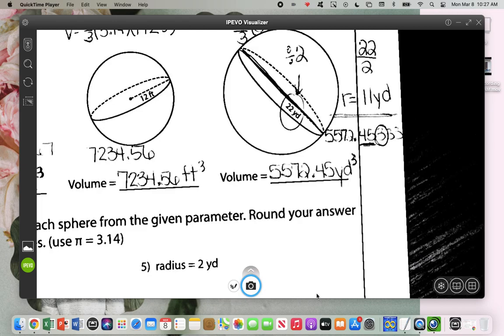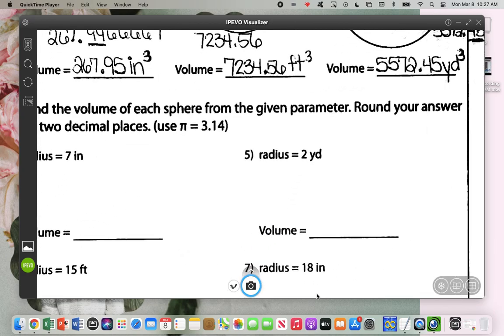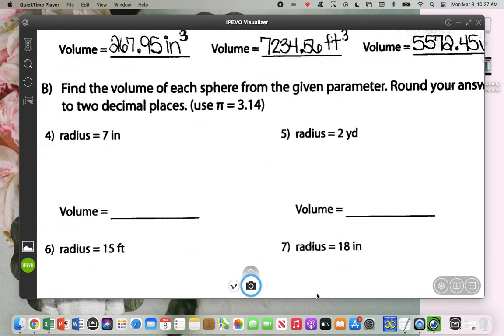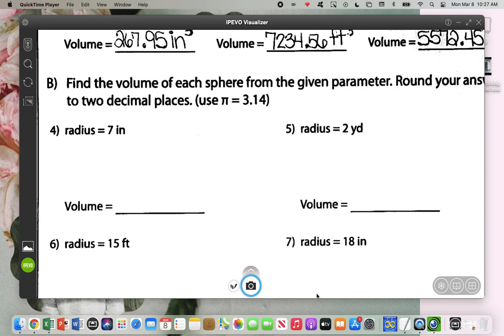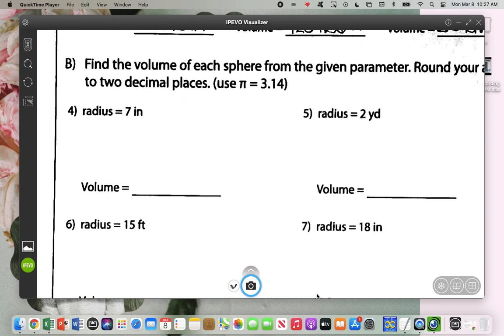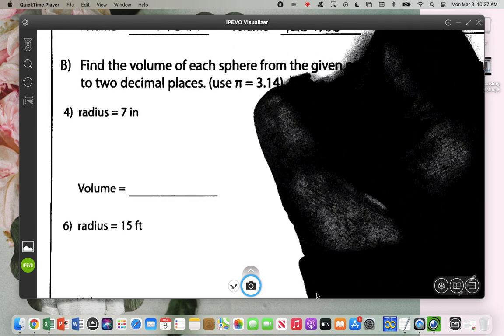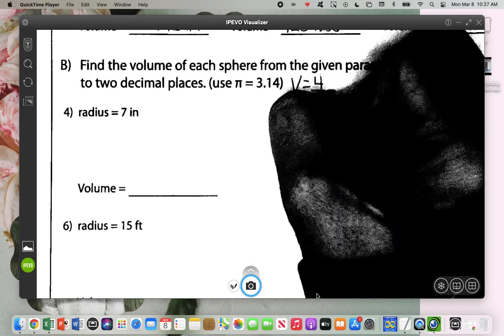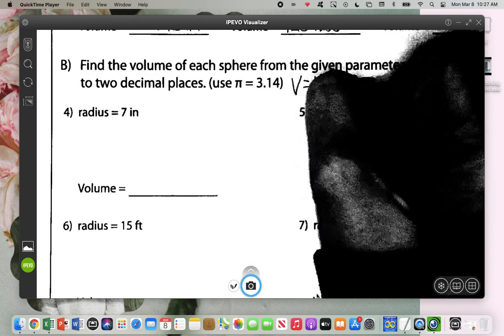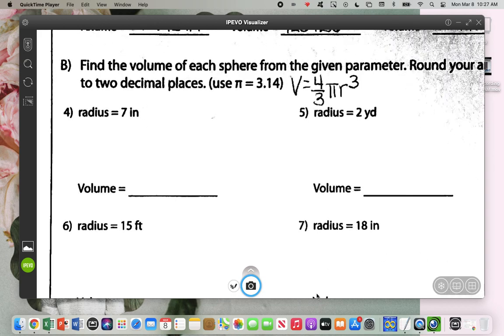All right, now, are you guys ready to try 4 and 5 on your own? All right, so 4 and 5, it is telling you that you have a sphere with a radius of 7. And then on number 5, you have a radius of 2. So I want you guys to try both of those on your own. Make sure that you're using the correct formula. Now, only do 4 and 5. We're going to make some changes on 6 and 7.